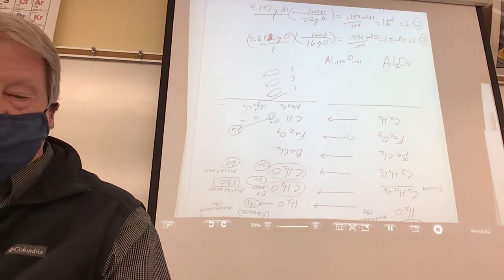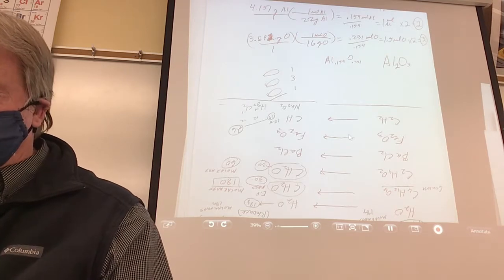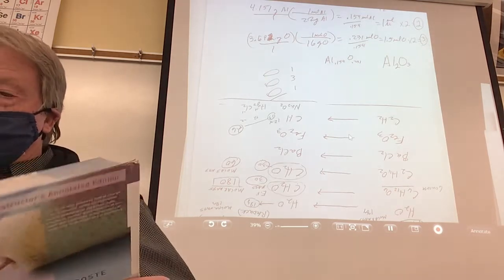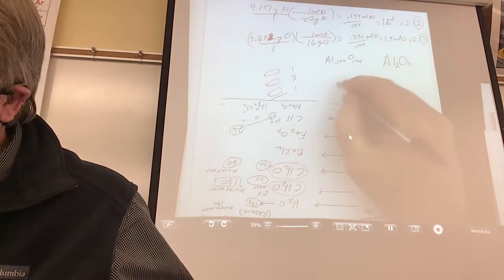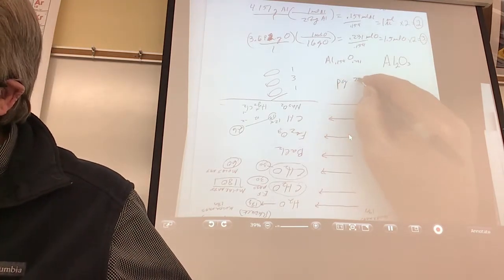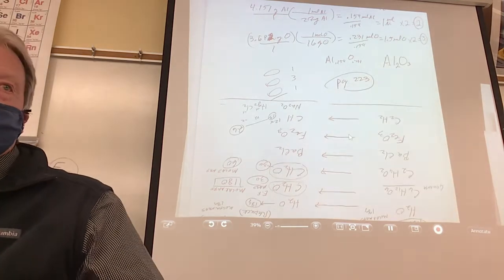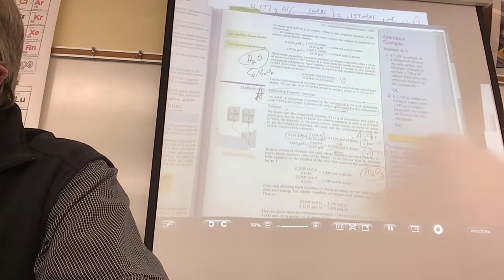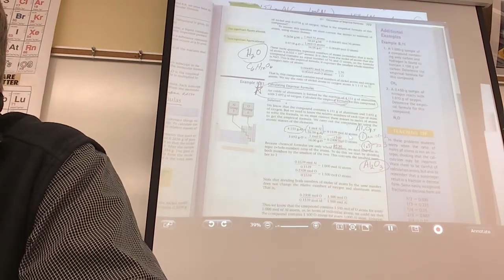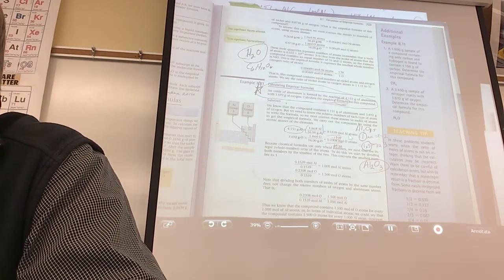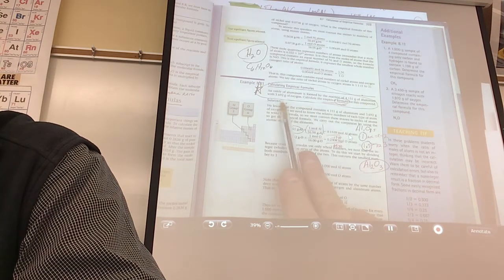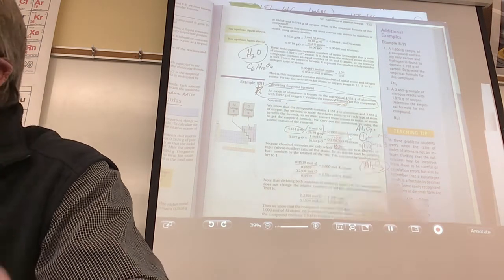So I'm going to show you another problem like this one. The one we just did is on page 223. Did we do this one? Do you remember doing that one? Is that in your notes somewhere? Okay, so here's what it looks like in the book. An oxide of aluminum is formed by the reaction of this many grams of aluminum and this many grams of oxygen. Calculate the empirical formula.